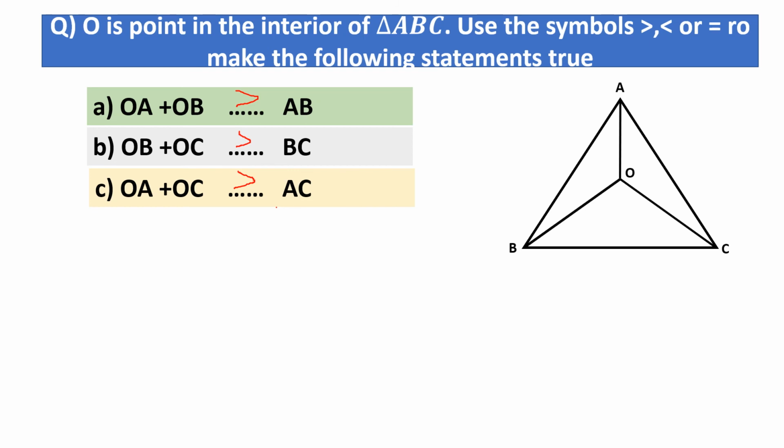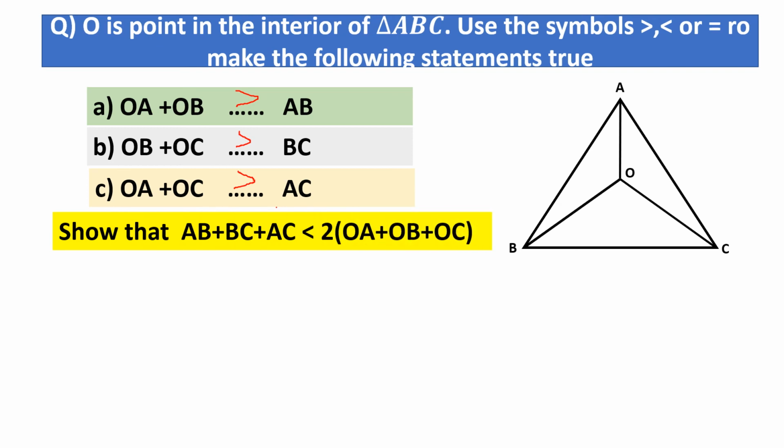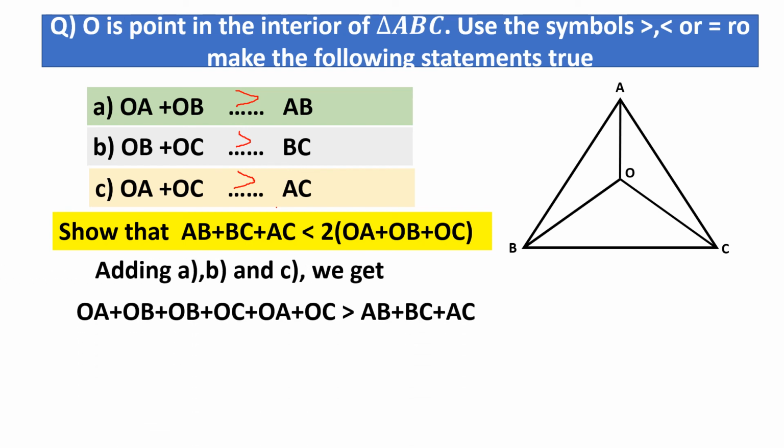Adding these three equations, we get a relation. That is what our next point you have to prove. You need to prove that AB plus BC plus AC will be lesser than 2 times of OA plus OB plus OC. I am adding equations A, B and C, children. If I add the three equations, what do I get? OA plus OB plus OB plus OC plus OC plus OA will be greater than AB plus BC plus AC.